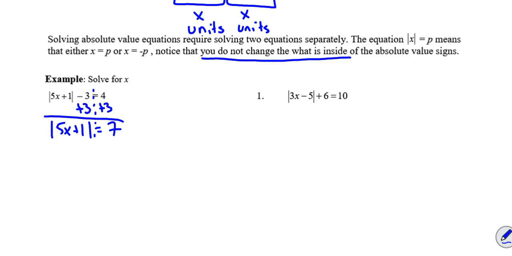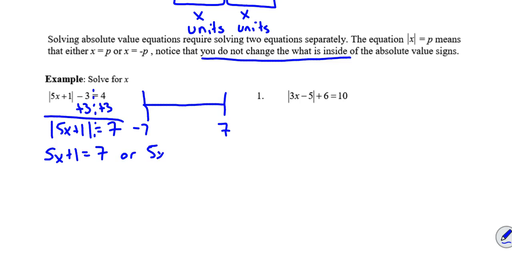So that means that if I have a number line, I'm looking at either negative 7 or positive 7, because it says the absolute value equals 7. So what's inside, my 5x plus 1, has to either be 7 or 5x plus 1 has to equal negative 7, because the absolute value is 7, so what's inside is either positive or negative. So we have two actual equations here we can solve.